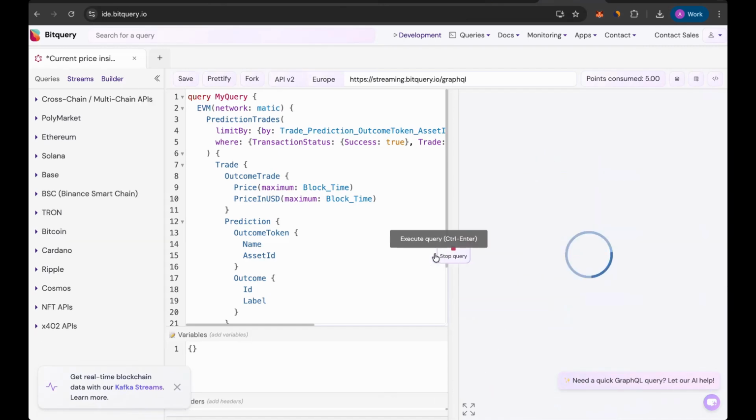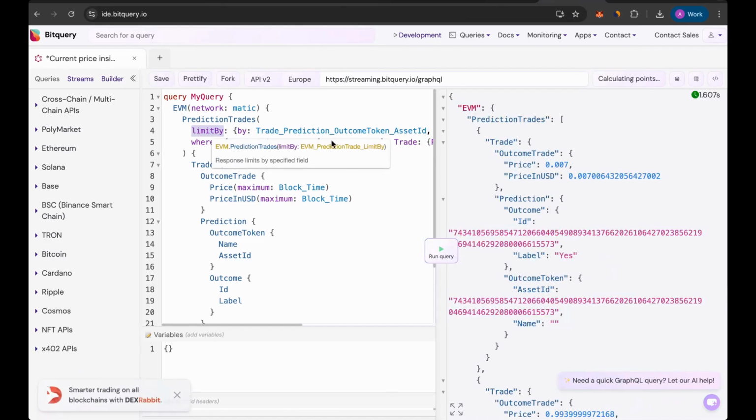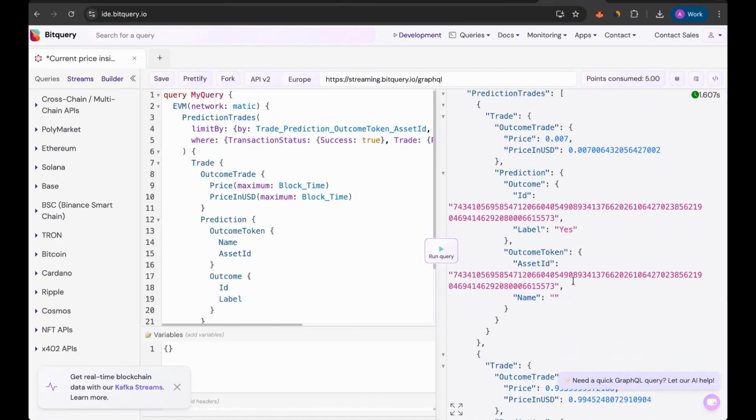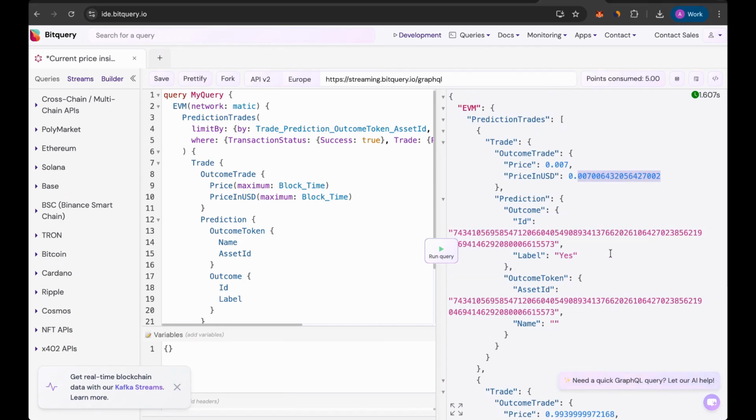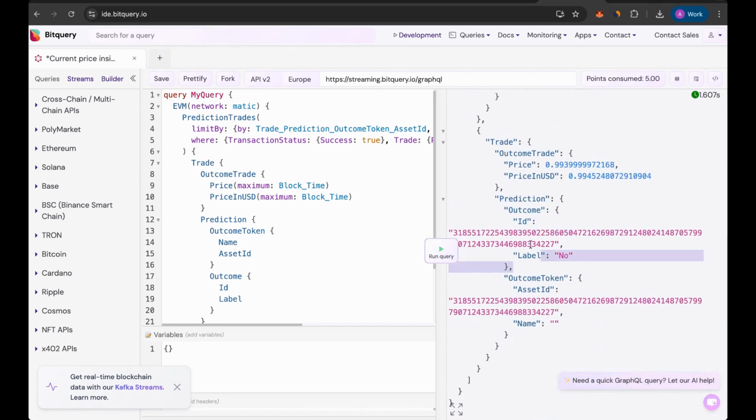Using limit by, we get one trade per outcome, the most recent one. This shows current market prices for yes and no outcomes in both the native token and USD. Perfect for building live price dashboards or calculating implied probabilities.